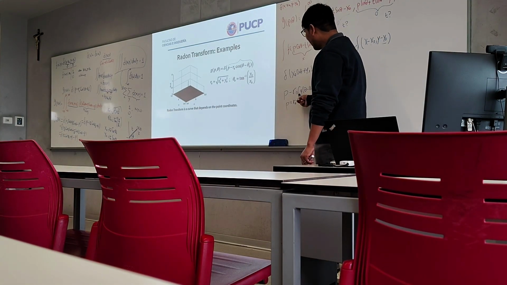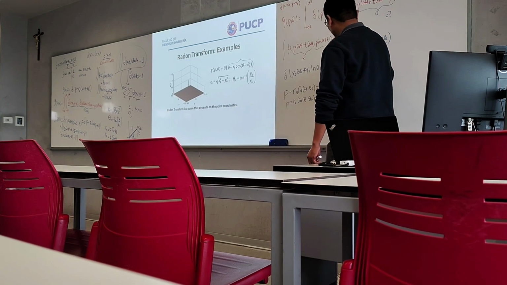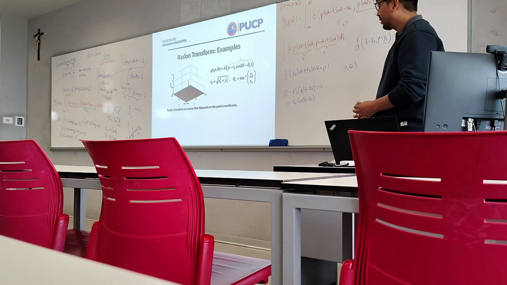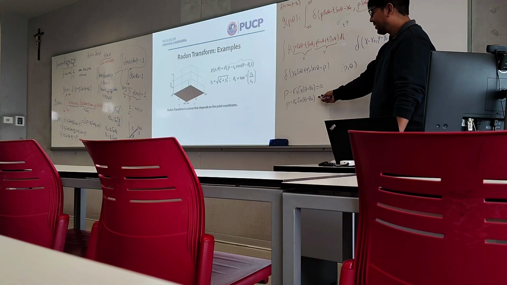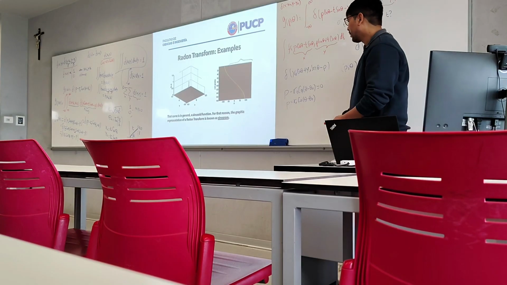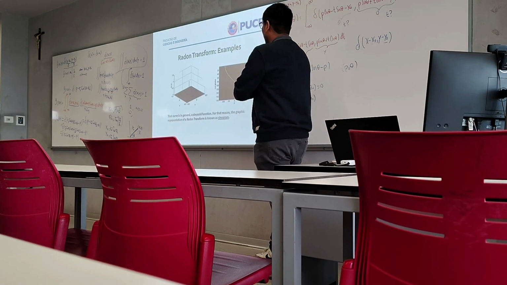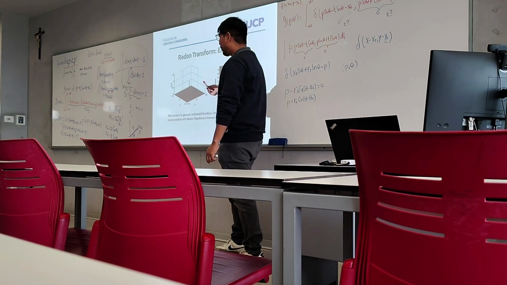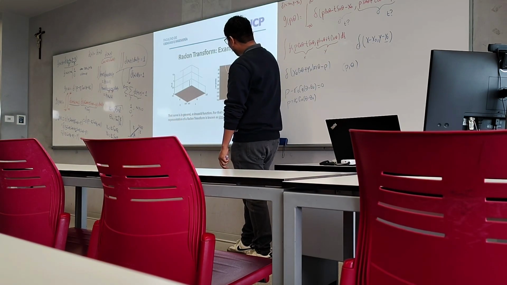So how would this function look in the domain P, theta, in this two-dimension plane? This is a cosine function, right? So it should look like a cosine function. And that's exactly that, right? If we look at the delta function in the Radon transform domain, we have this. Good. Okay?